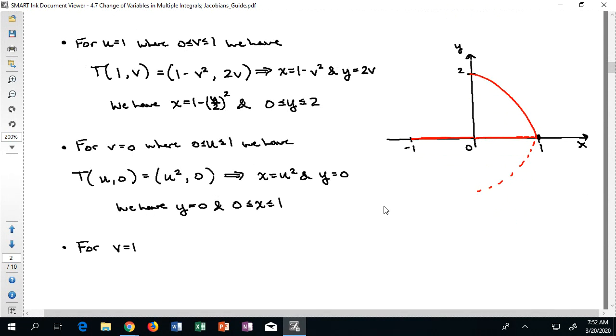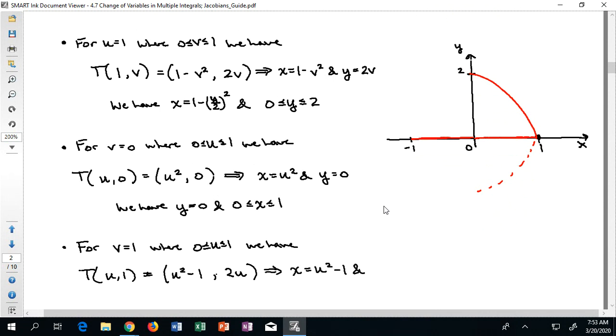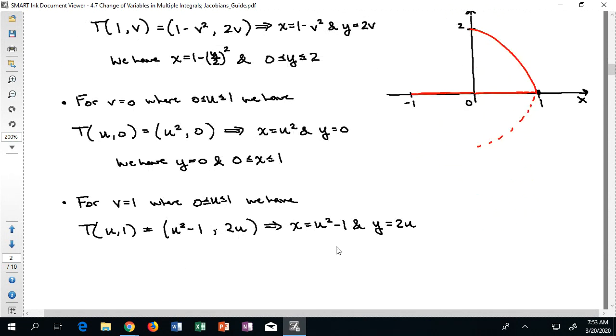The last side I have to transform is when v is equal to 1. So again, here I'm going to have u's ranging from 0 to 1. I'm going to have u comma 1. That, of course, is going to come out equal to u squared minus 1, and I'm going to have a 2u. So, of course, that gives me x is equal to u squared minus 1, and y is equal to 2u.